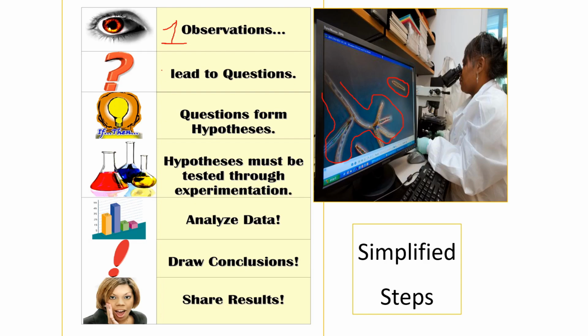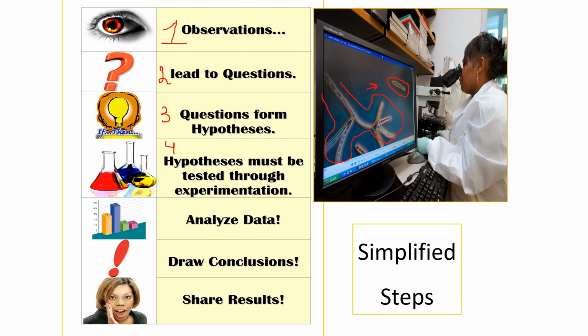Second, this observation can lead to a question. So scientists may be wondering why we are observing different sizes of this microorganism. Next step, questions form hypotheses. In this case, she's thinking, oh, maybe I did not put nutrients in this solution, and maybe because of this it starts branching and separating and creates these little microorganisms.